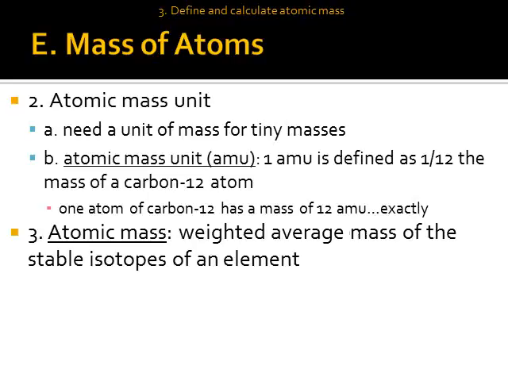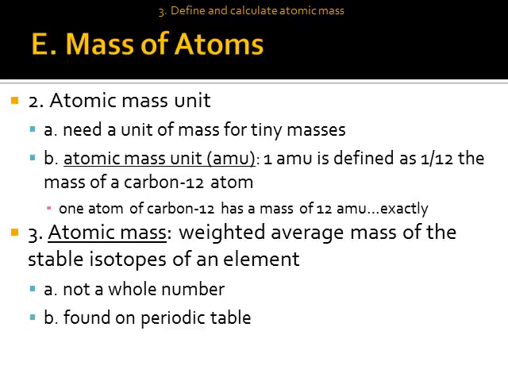This leads us to our definition for atomic mass. Atomic mass is the weighted average mass of the stable isotopes of an element. Note the term weighted. This will be a major topic of discussion for the rest of this video. The weighted average mass of the stable isotopes of an element. Now this number is not a whole number. If you look on the periodic table, you will see atomic masses for elements listed, and you will see that they are not whole numbers. Another important point is that these are found on the periodic table.